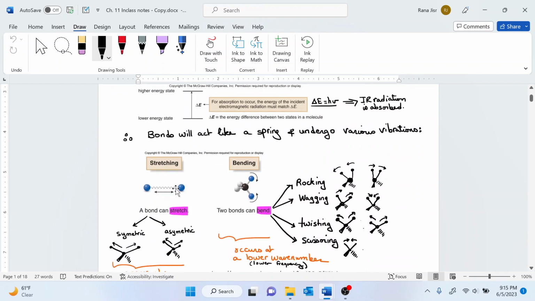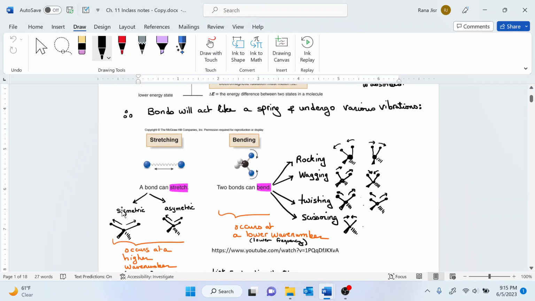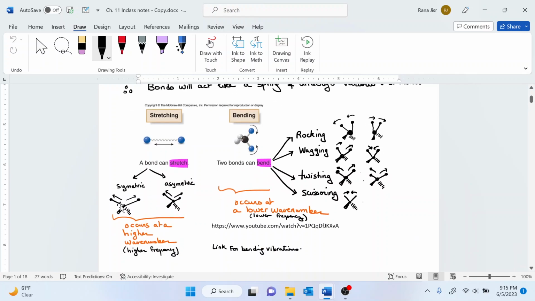This is a sigma bond, and I'm showing the sigma bond like a spring because sigma bonds do stretch and they do bend. We have two types of stretching vibrations. We have symmetrical stretching, which occurs at a higher wave number, and asymmetric stretching, which also occurs at a higher wave number. So all the stretching vibrations occur at a higher wave number. And then we have bending vibrations, which occur at a lower wave number in the IR region.